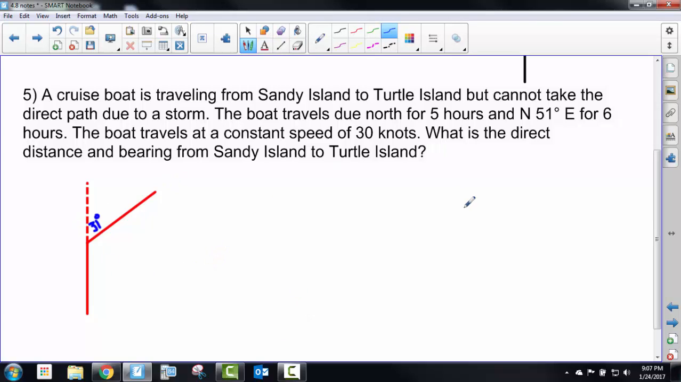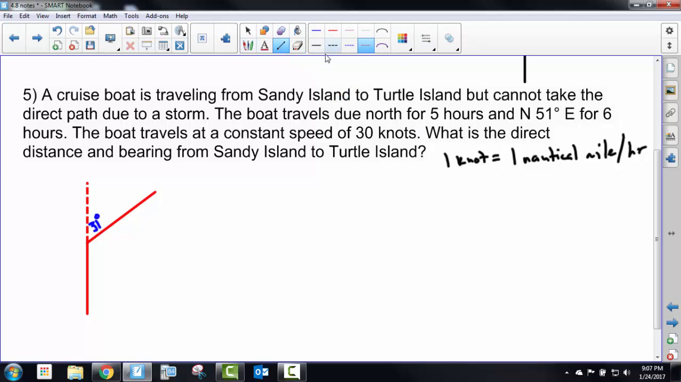The boat travels at a constant speed of 30 knots. Just as a note, just another navigational piece of information, 1 knot means 1 nautical mile per hour. Okay, so if you want to know how long a nautical mile is, you can look that up. It's actually a little different than a mile. It's not horribly different, but it's definitely different.